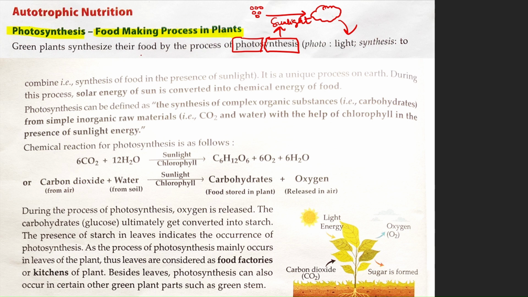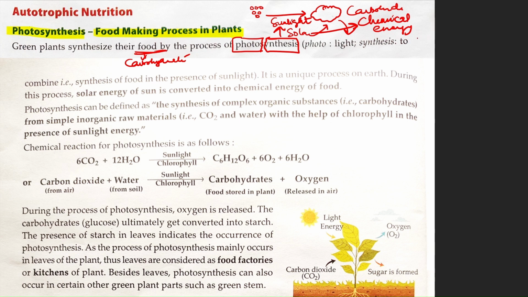Green plants synthesize their food, and the food here means carbohydrates. So green plants synthesize their food by the process of photosynthesis. Photos means light, synthesis means combining the bits and pieces into one more complex component, with the help of light, and that is called photosynthesis. It is a unique process on earth. During this process, solar energy is converted into chemical energy. So the solar energy of the sun is converted into chemical energy of food, or carbohydrates.